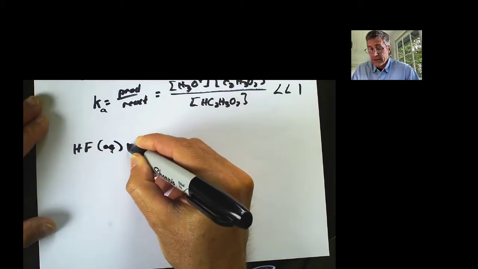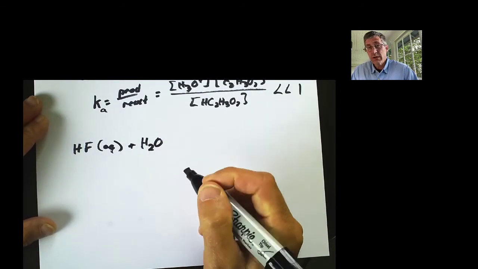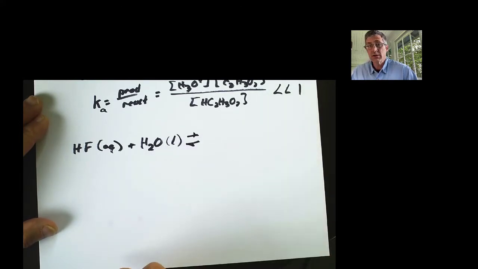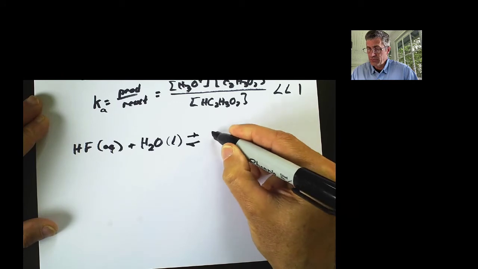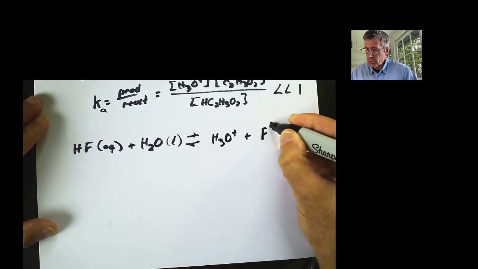So I'm going to combine this with water. Again, my acids are always going to be in aqueous solutions. So I'm going to assume there's a bunch of water around there, which is a liquid. This is going to be an equilibrium because it's a weak acid. And I'm going to be generating my hydronium ion, as I do with acids, and my fluoride ion.